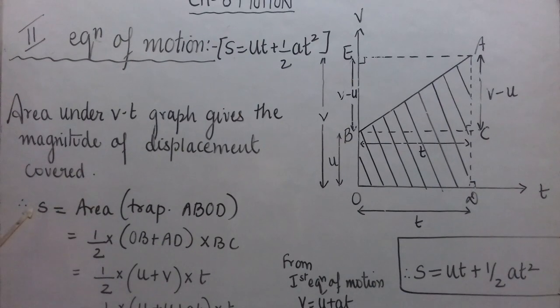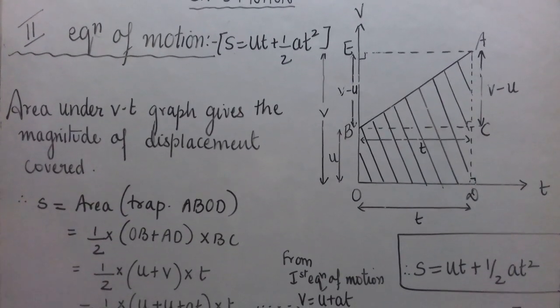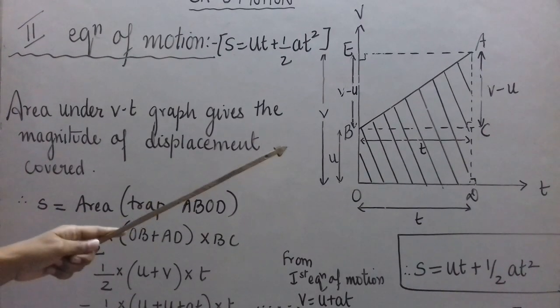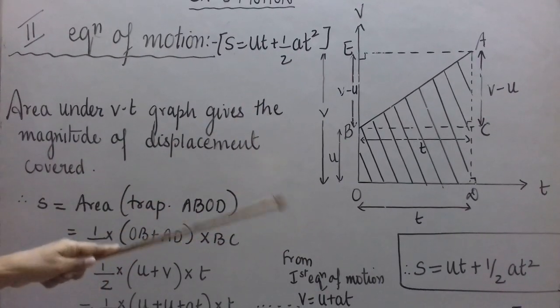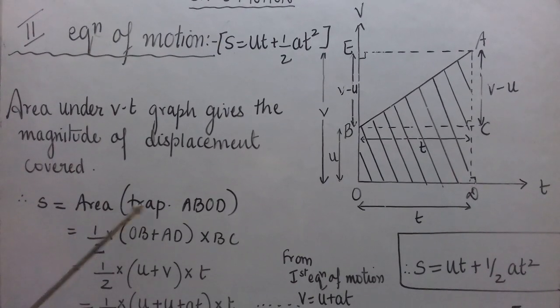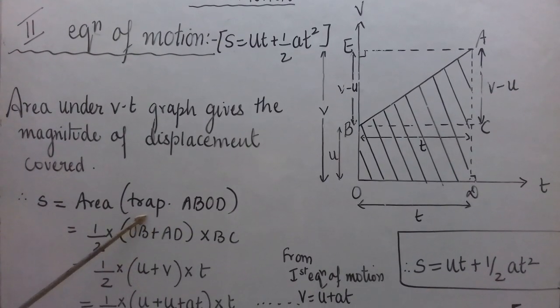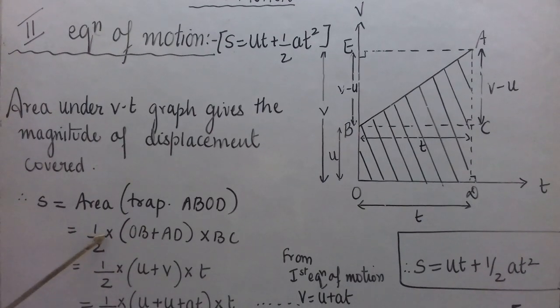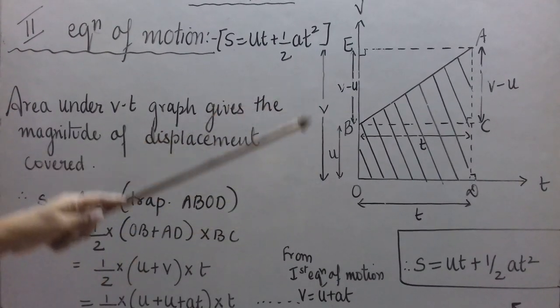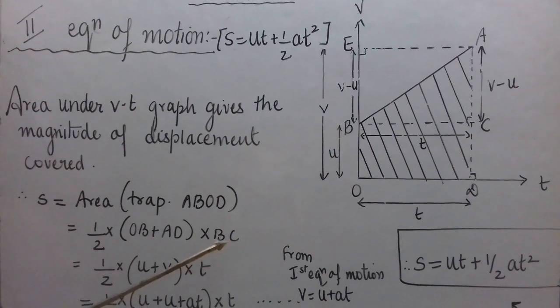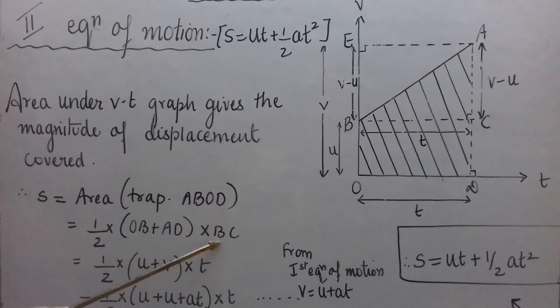So in this case, S is equal to the area of this shaded portion, which is a trapezium. So S is the area of the trapezium ABOD. Now formula for area of trapezium you must be knowing. It is half into sum of the length of parallel sides into perpendicular distance between the two parallel sides. So that is half into OB plus AD into, either you can write here BC or you can write OD, because both are perpendicular distances.